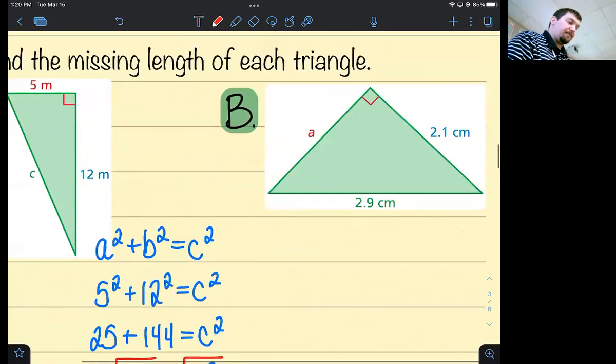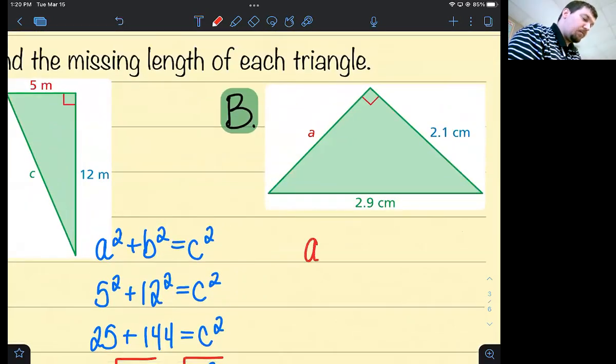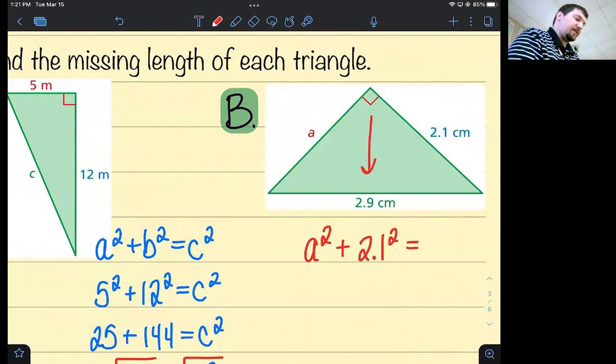Let's do example B. We're missing A, so A squared plus the other leg. What's the other leg, Deegan? The 2.1 or the 2.9? The 2.1, exactly. So A squared plus 2.1 squared is going to equal the hypotenuse, always across from the right angle, 2.9 squared. So that's our C, that's our B.